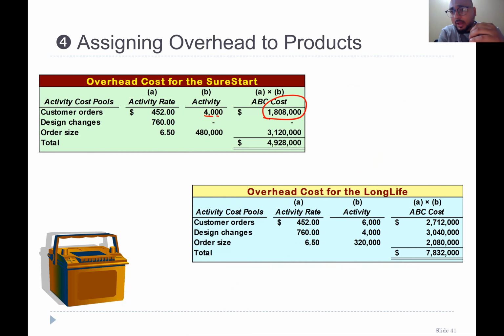Do we require design change? No. Right? Order size 6.5, and we multiply it with the activity rate. How many total machine hours are required? 480,000. So the overhead calculation cost for short start is 4.928 million. Now you would tell me, sir, there are 4 activities, but why are there 3 activities here, right?